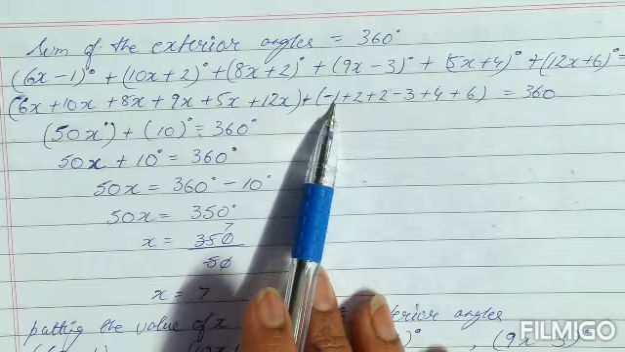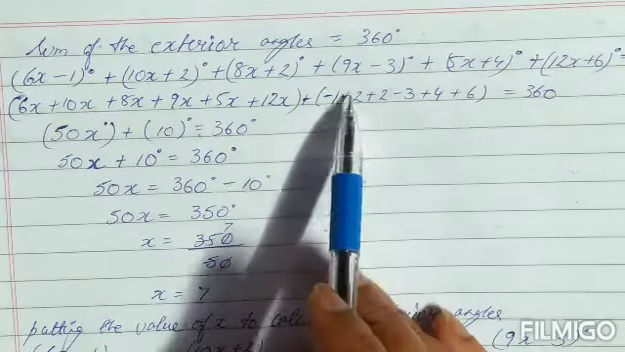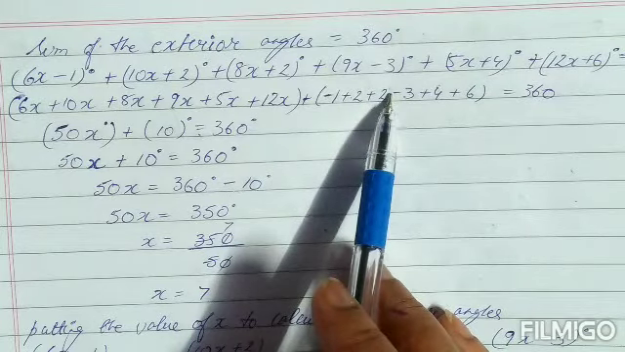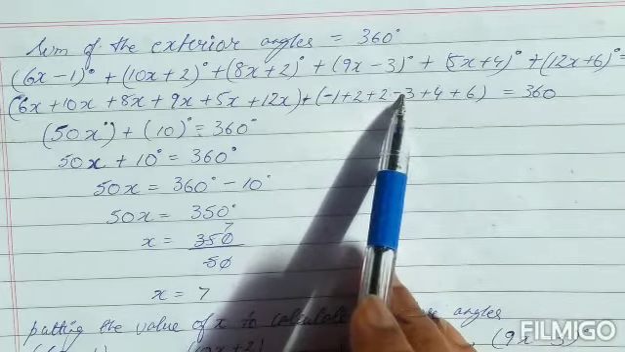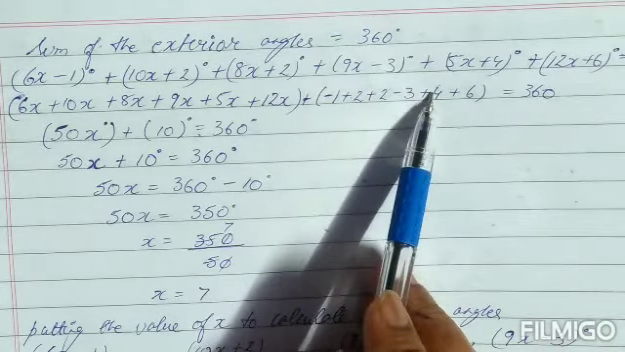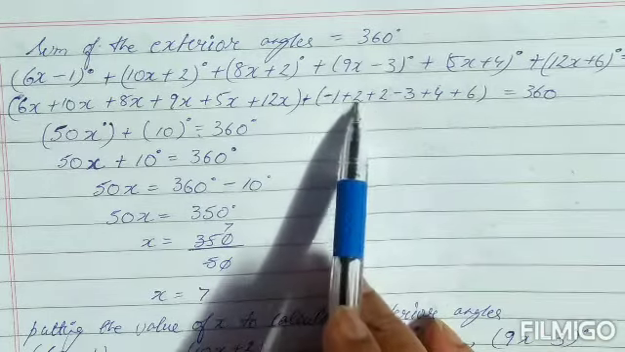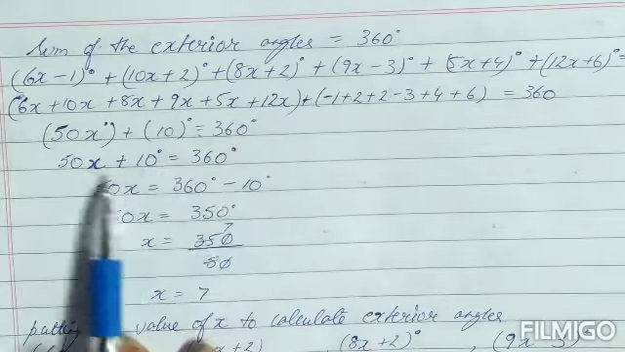Now over here, according to the integers, you will have to solve, children. So all these plus and minus you will have to do according to what the integer sign says. Now this minus 1 and minus 3 will be added up together to form minus 4. Minus 4 and plus 4 will cancel each other. So 6 plus 2 makes it 10. 50x plus 10 is equals to 360.